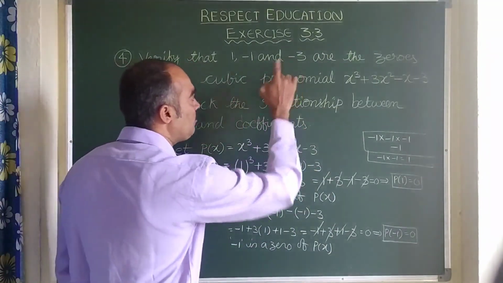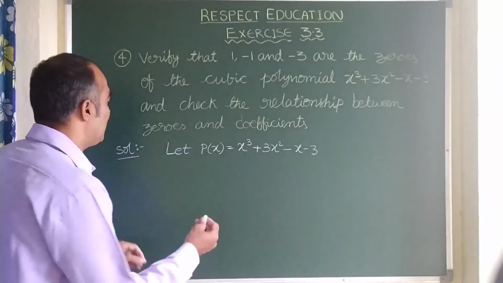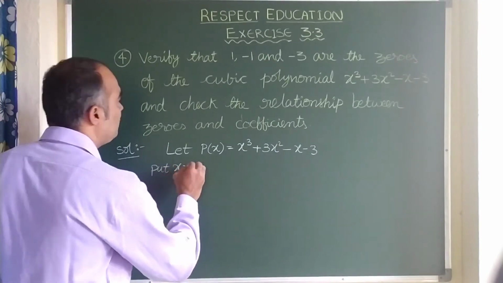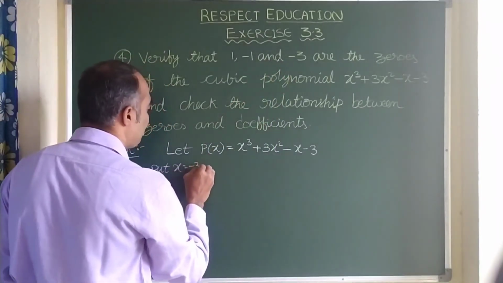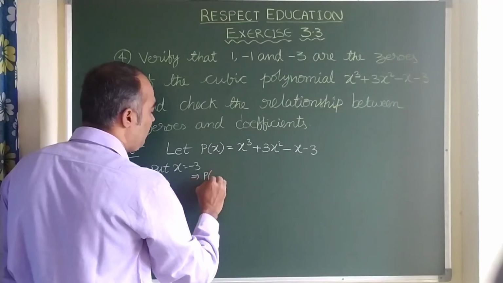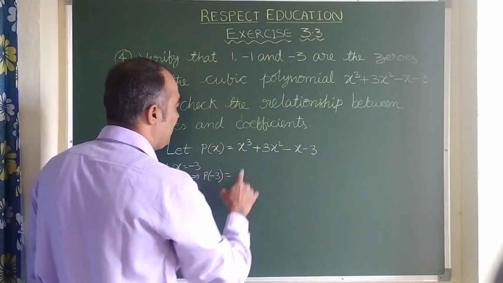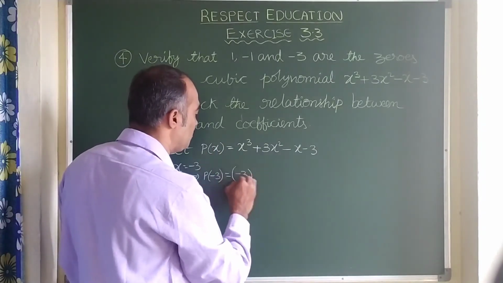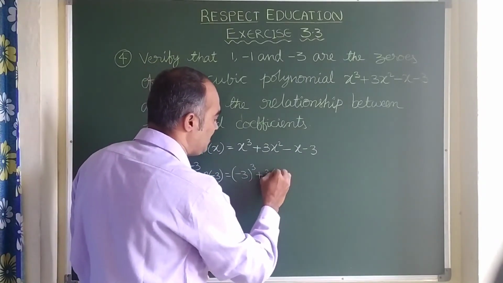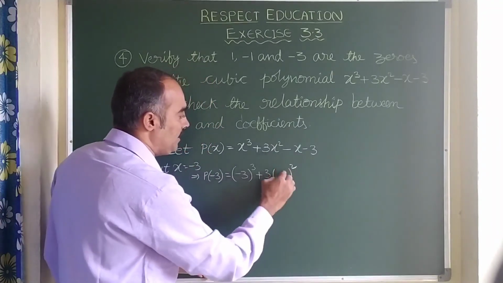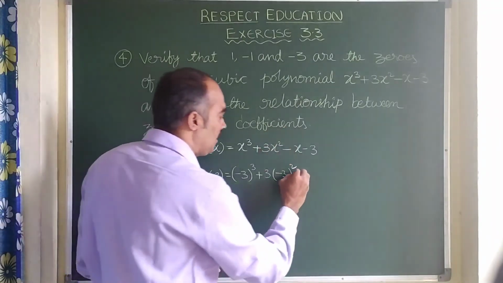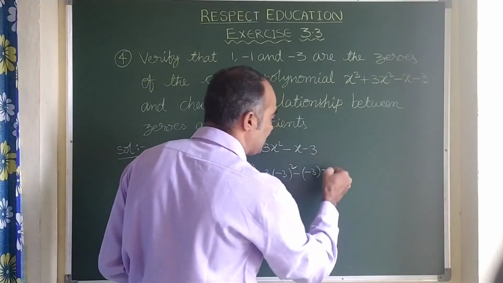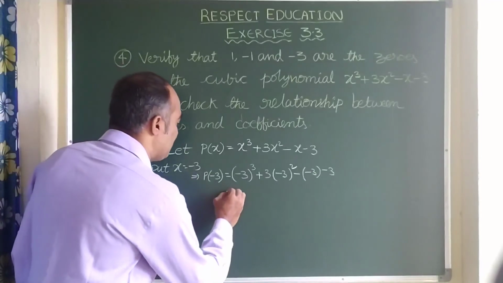Now we are going to check for minus 3. Now put x equal to minus 3. Then p of minus 3 becomes: in place of x cube, let us write minus 3 whole cube, plus 3 times x square, in place of x I am writing minus 3, minus x, and x itself is again minus 3, so minus of minus 3, then minus 3 constant. Now let us simplify this.